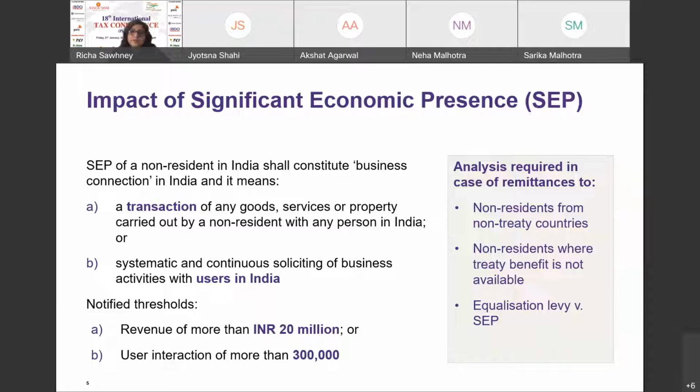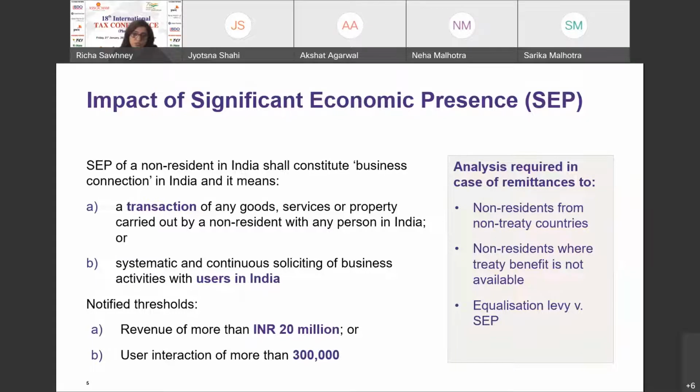Also, in many cases, there can be an overlap of the equalization levy and the SEP provisions. So therefore, a careful analysis by anyone making any remittance is now required. Yet another interesting development has been that Finance Act 2021 defined the term liable to tax.